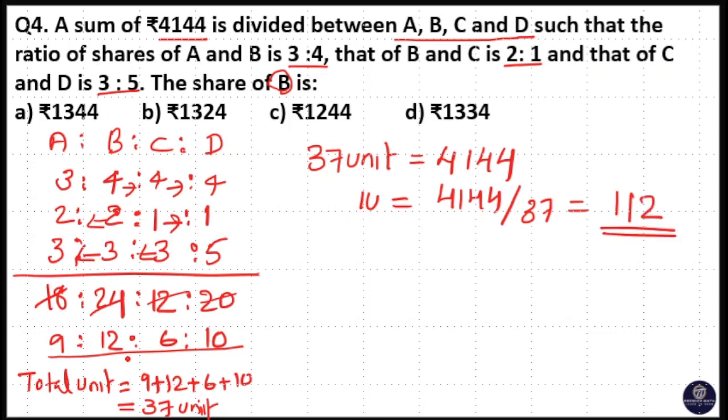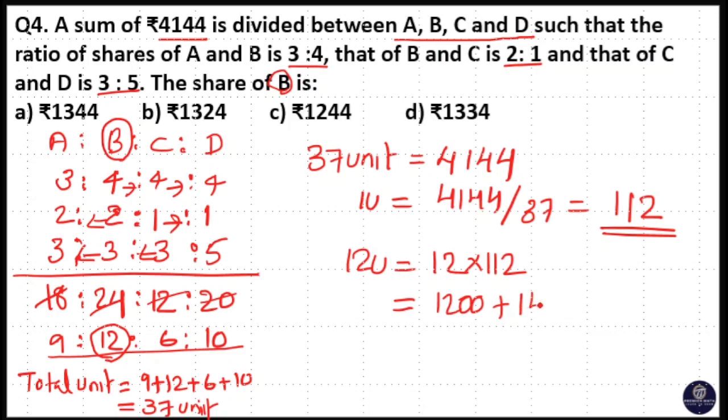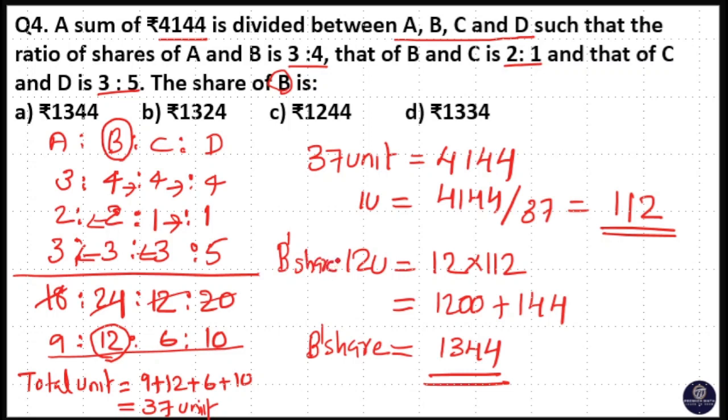So here we have to find the share of B. Share of B is 12 unit here. 12 unit means 12 into 112. So 12 into 100 is 1200 plus 12 into 12 is 144. That means 1344 is your answer. B's share. So, option A is your answer.